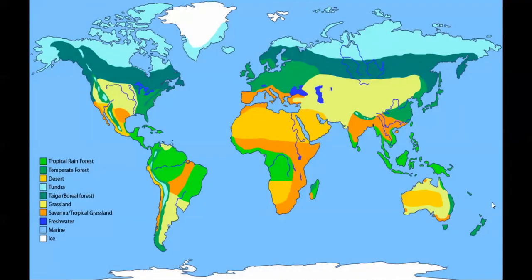This is also a map of the world. You can see the dark blue, that represents the freshwater biomes. You can see there are rivers, the Nile River in Africa, the Amazon River in South America, and some lakes, the Great Lakes in America, and the Mississippi River.